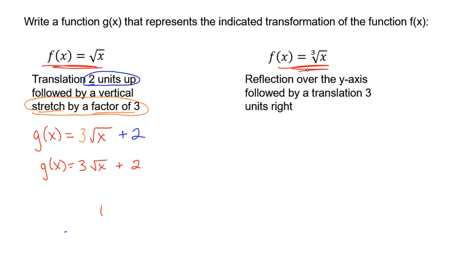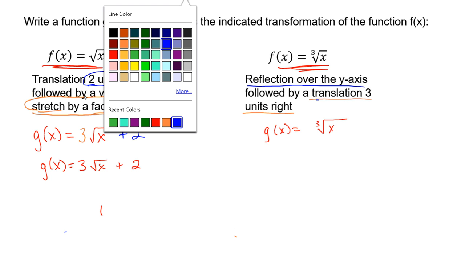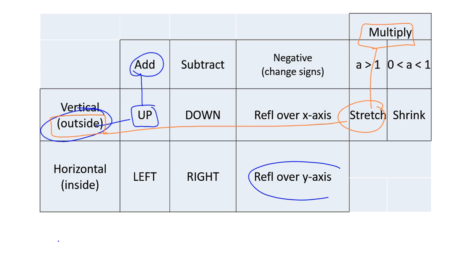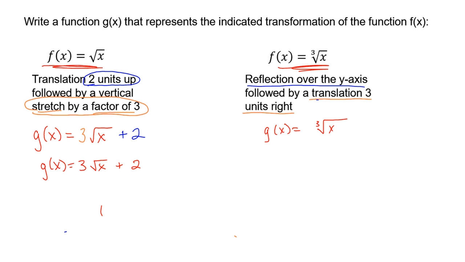Okay, next one, here's our original function. So I'm going to write that down to get started. G of x equals cube root of x. And we've got 2 transformations given. One of them says reflection over the y-axis. Second one says a translation 3 units to the right. Okay, let's go with the reflection over the y-axis. See, y-axis means a negative inside. So we're going to throw a little negative right there.